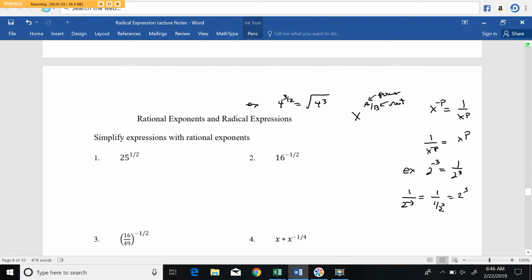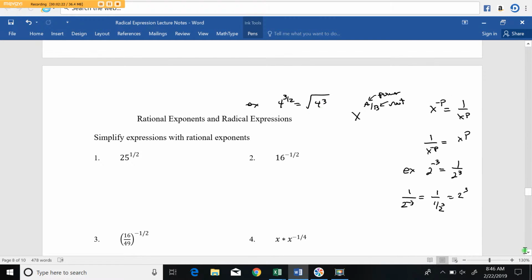Another thing is fractional powers, like x to the a over b, like maybe x to the 3/2 or 7/5. When you're looking at a power in an exponent, the top number is the power and the bottom number is what root you are taking. So for example, 4 to the 3/2 means the square root of 4 to the third power. You could write it with exponents like so.